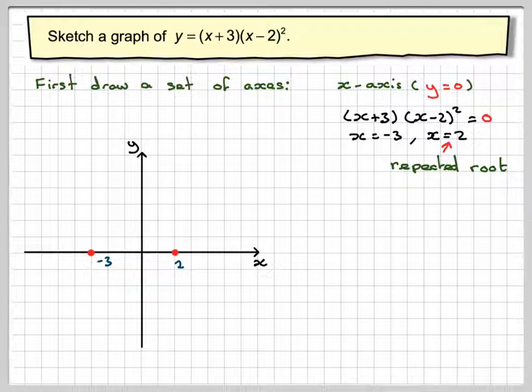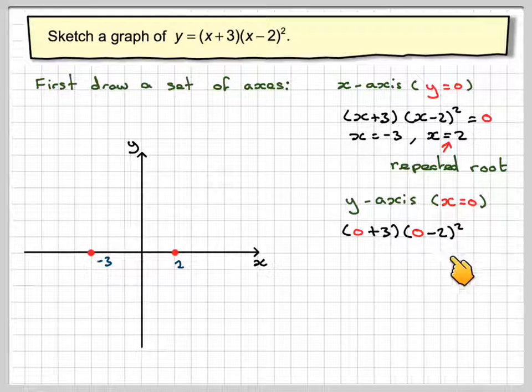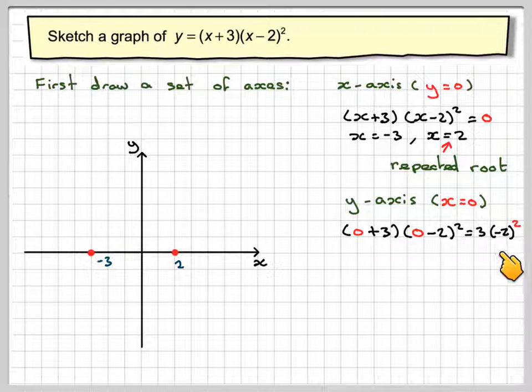That is 2. For the y-axis, x is equal to 0, so we're going to have (0 plus 3)(0 minus 2) squared, which is equal to 3 times minus 2 squared, so that's going to be 12. So we've got the point here, (0, 12).